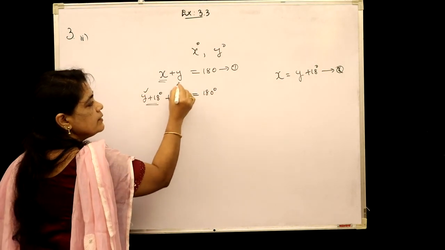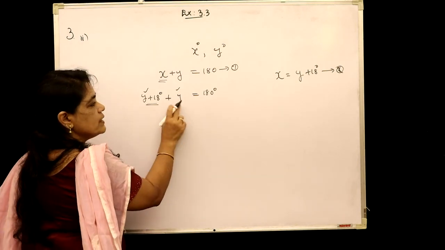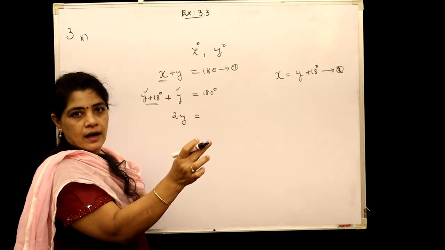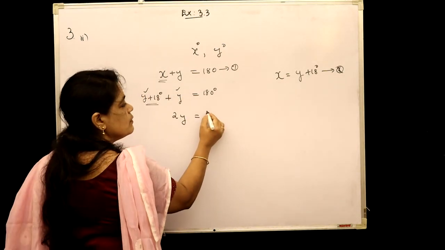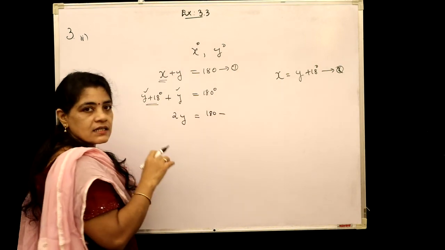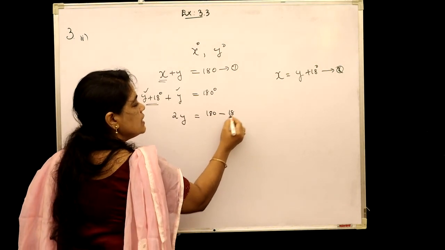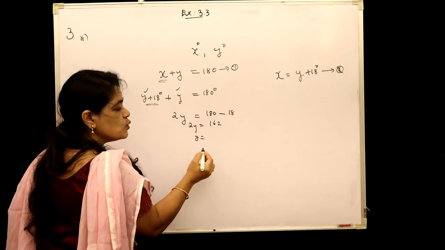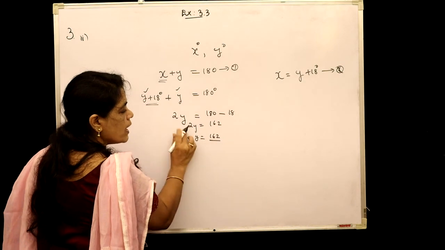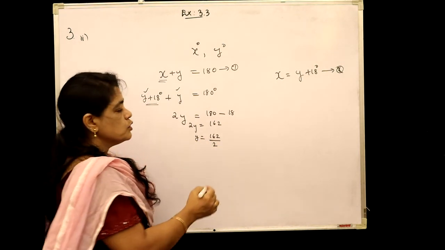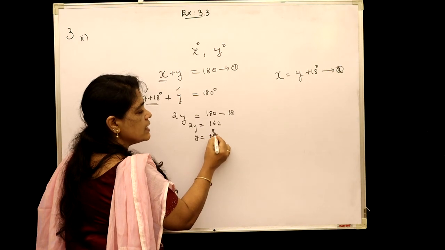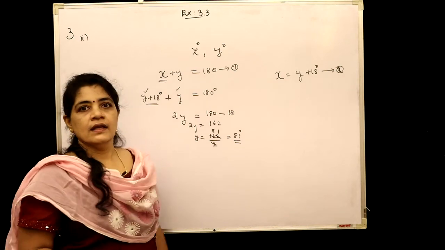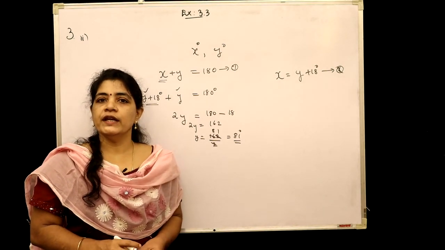So we can add the like terms: y plus y is 2y, by taking this constant to the RHS. So plus 18 becomes minus 18. Before that, we have to write this term already in the RHS, 180 minus 18, and this will be 162. This is 2y, and in order to get y we divide 162 by 2. So 2 in 16, 8 times, and in 2, 1 time, that is 81 degree. That is the smaller angle, y is equal to 81 degree.